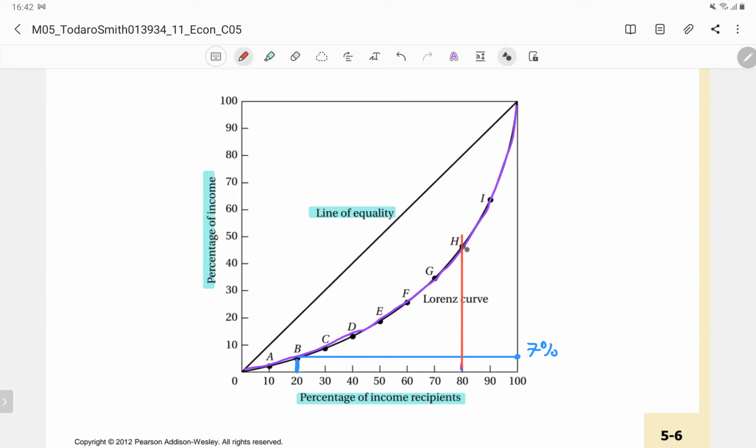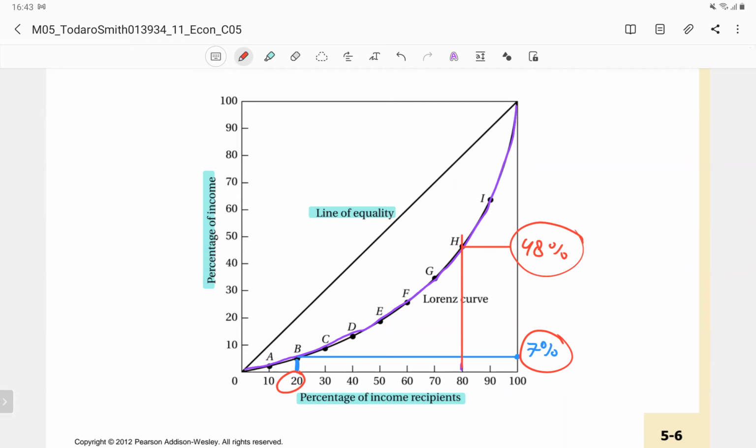Okay, let's consider that. For example, the richest 20% receive about, let's say, 48% of the income. So this is what makes it unequal, right? The poorest 20% receive 7% of the total income, meanwhile the richest 20% receive almost half of the total income. So this is what makes it unequal.